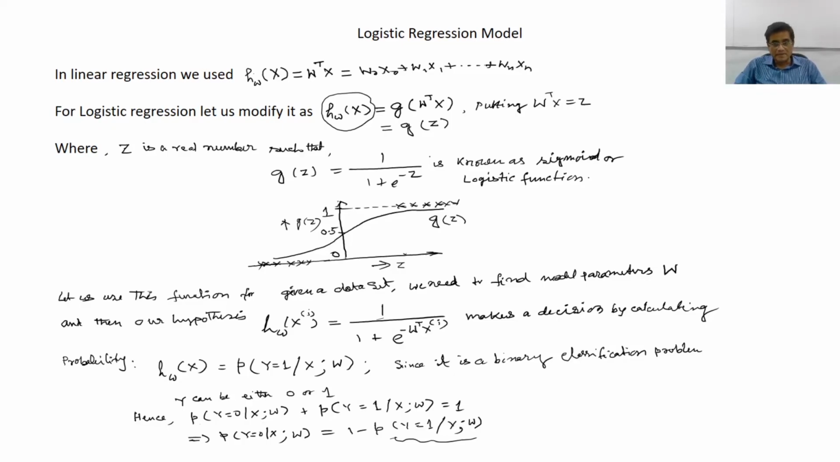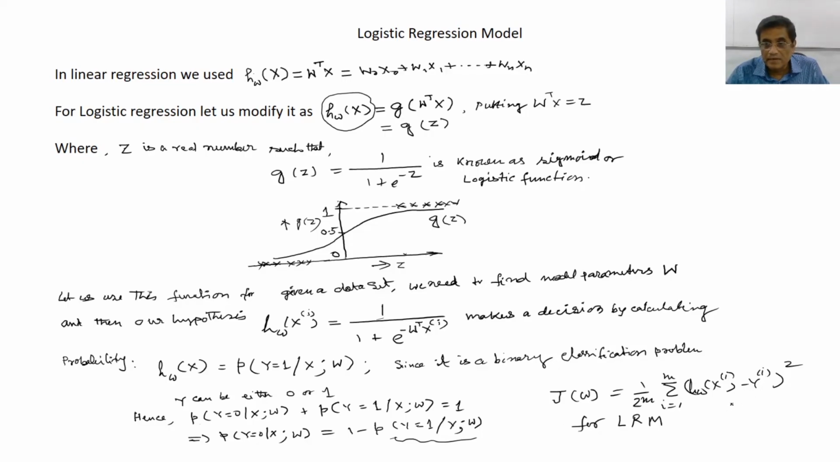For that, what do you need? You need a cost function. The question is, can we use the same beautiful cost function we used for the linear regression model, 1 by 2m, sum from 1 to m, the least square cost function, and still get the beautiful nature of the cost function over W?